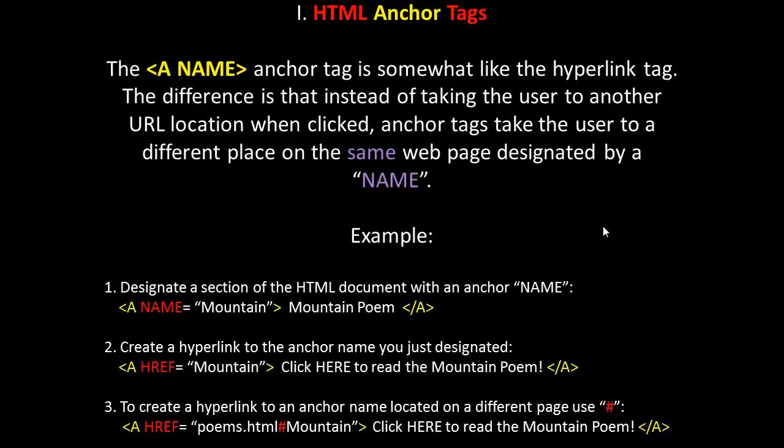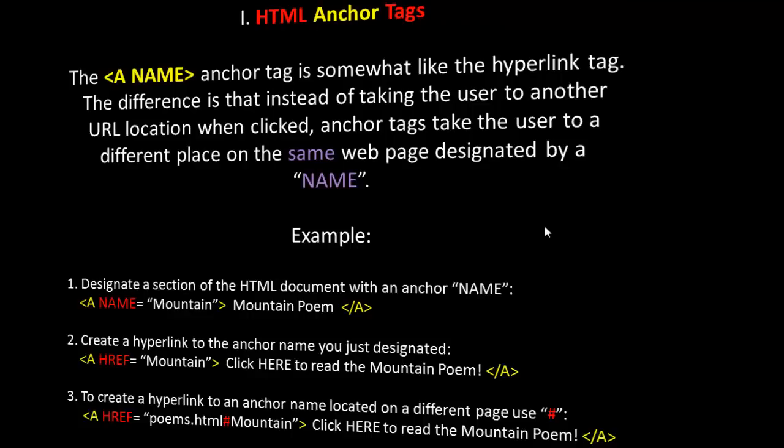You can also create a hyperlink to an anchor name located on a different page. To do this, just use the pound symbol. In other words, if I add an open and closing anchor tag in ahref, and I were to say poems.html, the pound symbol mountain, then it would go to another page, poems.html, and go down and find the designated name in an anchor tag of mountain when they click the link that said click here to read the mountain poem.